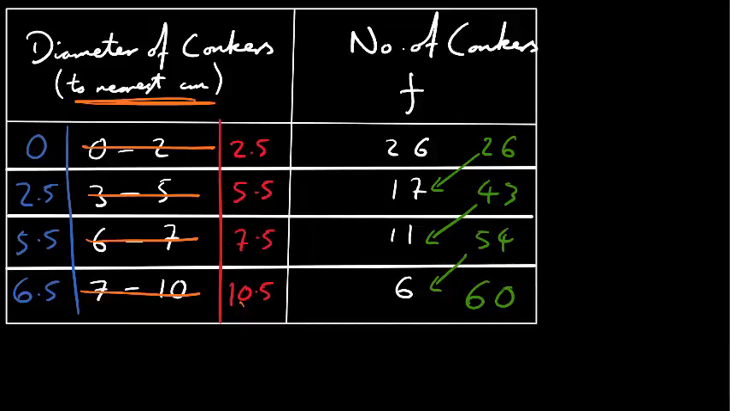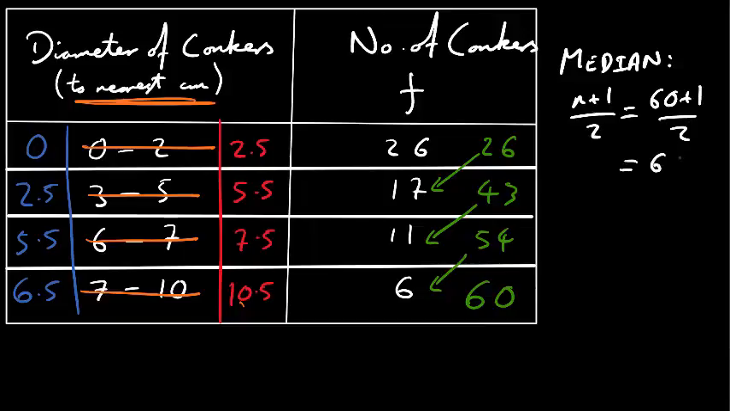Okay, so now I'm trying to find the median of 60 conkers. So remember, I use n plus 1 over 2. The total number of conkers is 60, so 60 plus 1 over 2. So I end up with 61 over 2, so I'm going to be looking at the 30.5th value. So where does the 30.5th value lie? I'm going to lay all my numbers out on a number line and look at where the 30.5th value is going to lie.